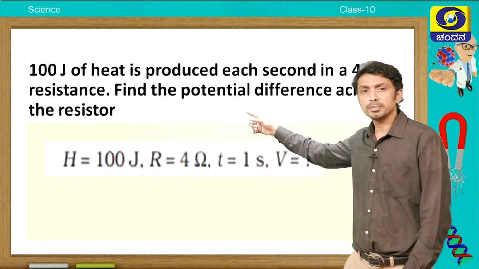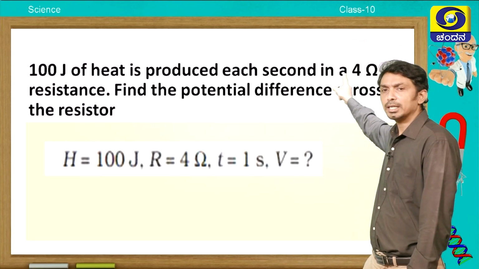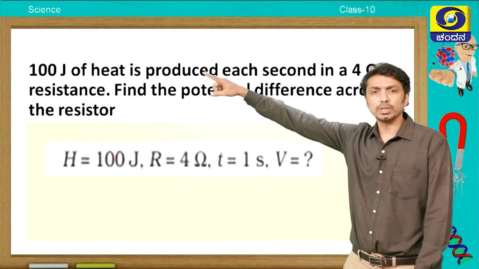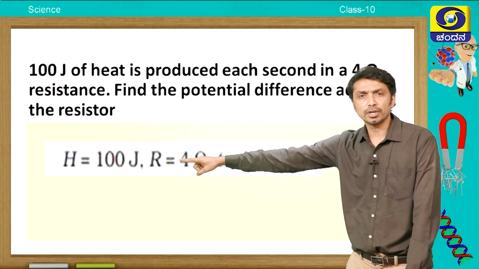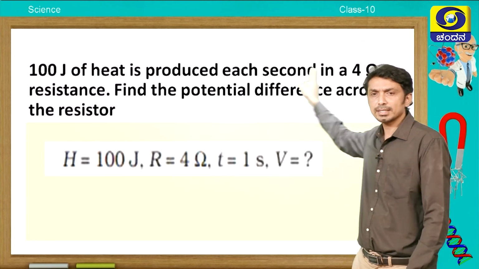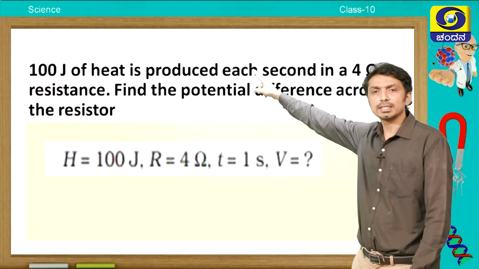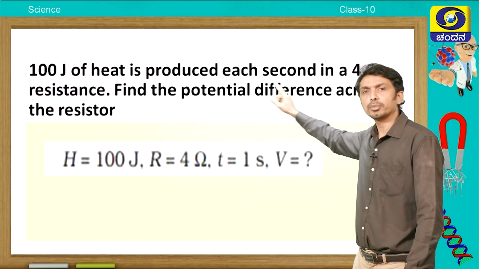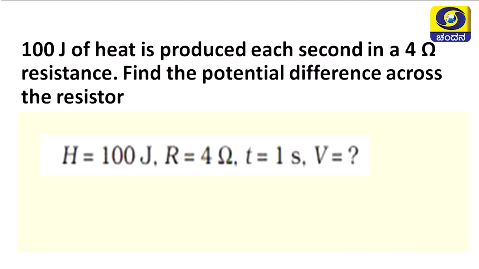Here you need to observe: 100 joule of heat is produced in each second in a 4 ohm resistance. So, 100 joule is the heat; the symbol we use is H for heat, 100 joule. Resistance R is equal to 4 ohm and the time is each second, meaning 1 second. And what we need to find? Find the potential difference across the resistor. So, V is what we have to find.